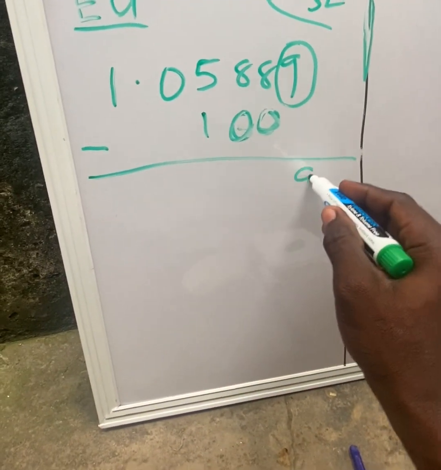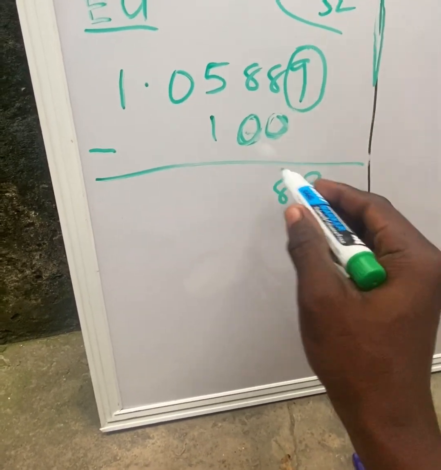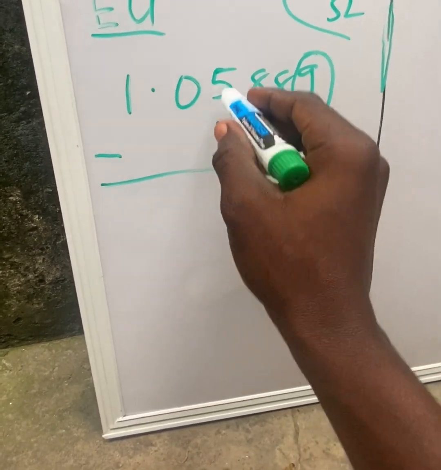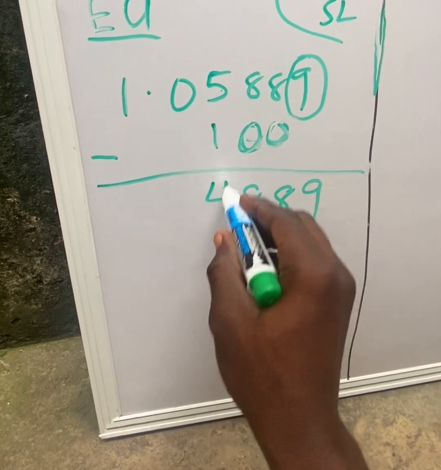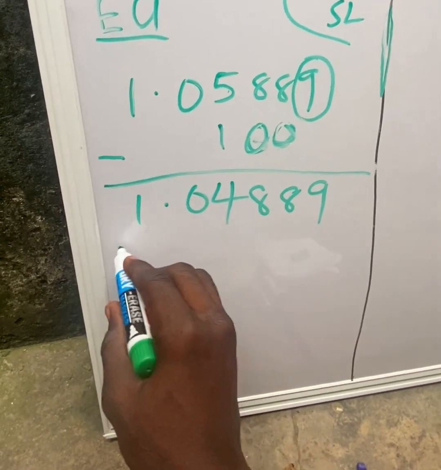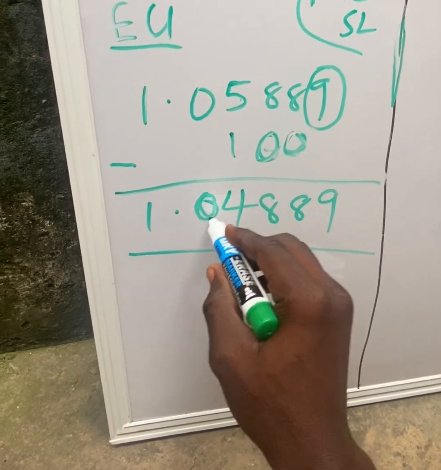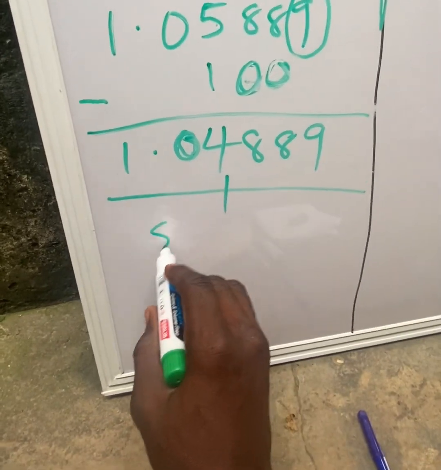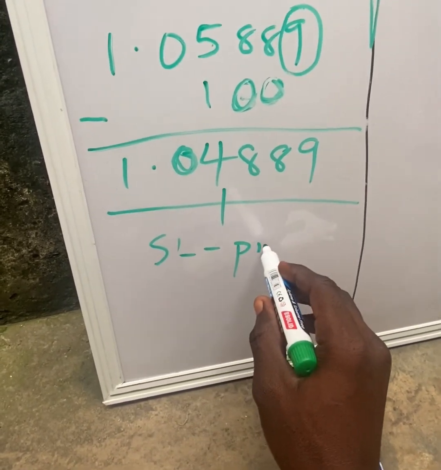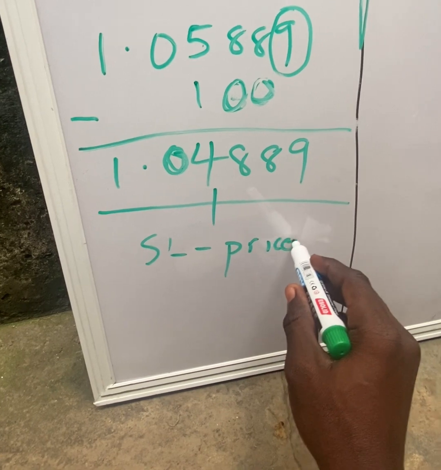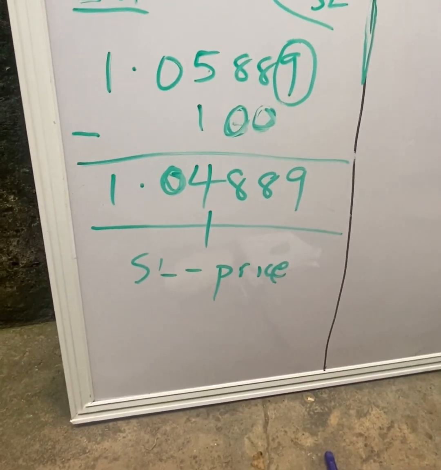So we'll bring our 9 down. 8 minus 0 is 8. We have 8. 5 minus 4, or 5 minus 1, is 4. We have 0 and we have our 1. You can see. So this is the stop loss price in terms of 100 pips. It's as simple as that.